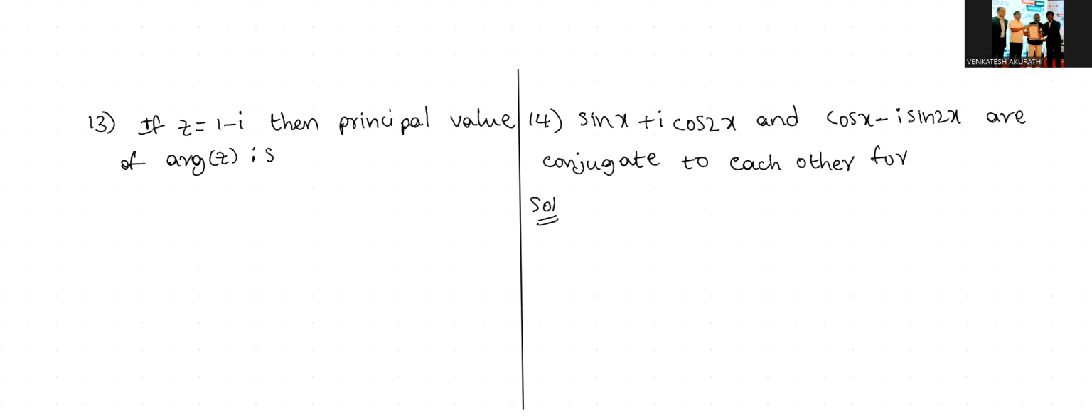And the next one is, if z is equal to 1 minus i, then the principal value of the argument of z is. Given z is equal to 1 minus i. Here the given point z lies in the fourth quadrant, because 1 minus i is in the fourth quadrant.